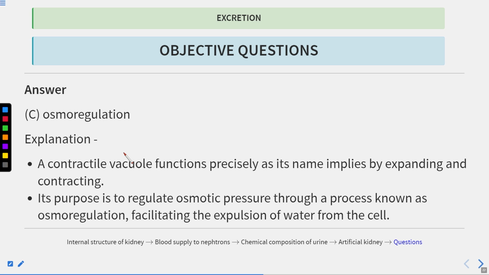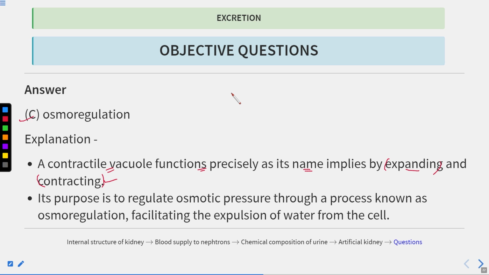Now the correct answer is osmoregulation. Option number C is the correct answer here. Now let's have a look at the explanation. The contractile vacuole functions precisely as its name implies, by expanding and by contracting. So it can expand or it can contract also.